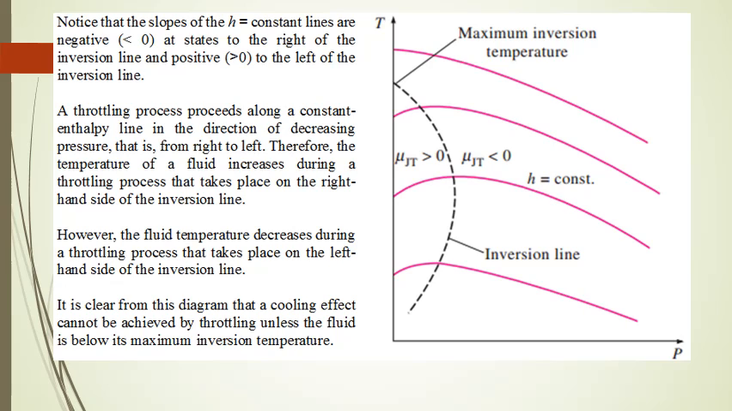This presents a problem for substances whose maximum inversion temperature is well below room temperature. For example, hydrogen. For hydrogen, the maximum inversion temperature is minus 68 degrees Celsius. Thus, hydrogen must be cooled below this temperature if any further cooling is to be achieved by throttling.